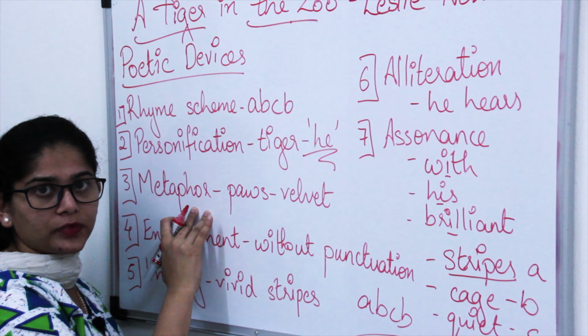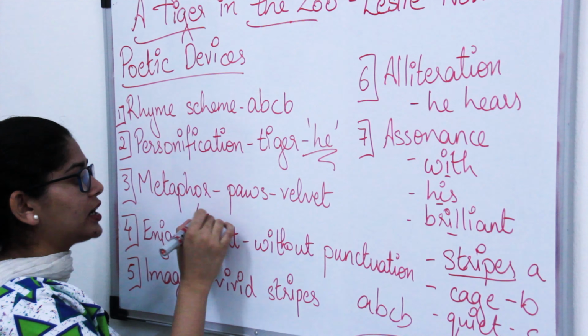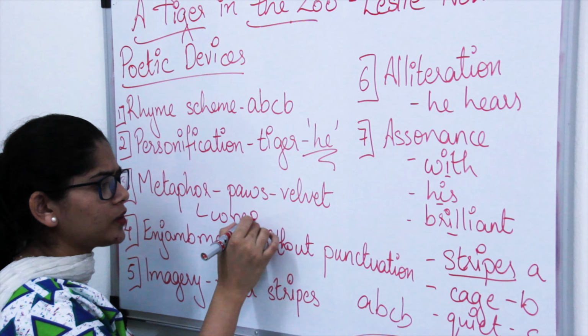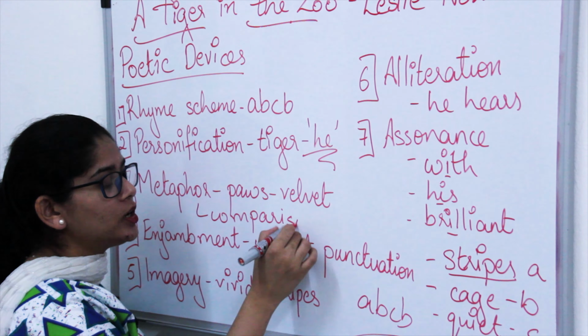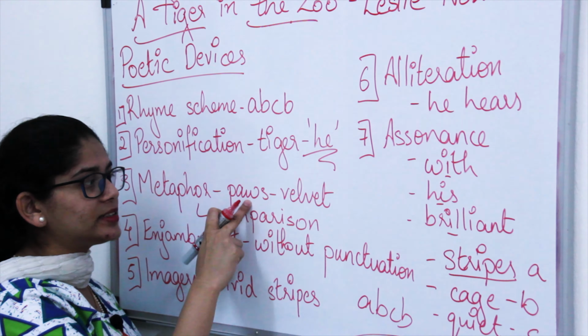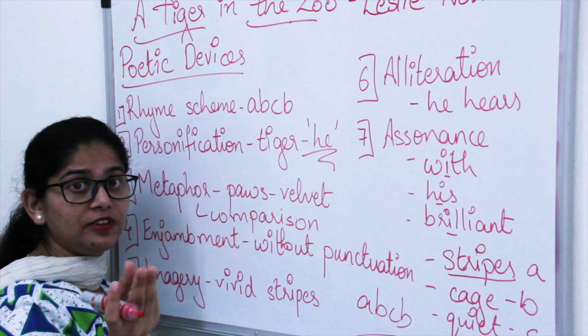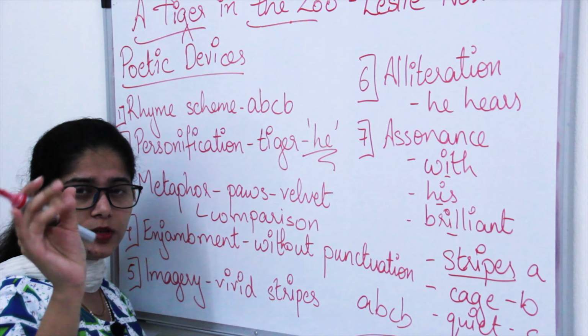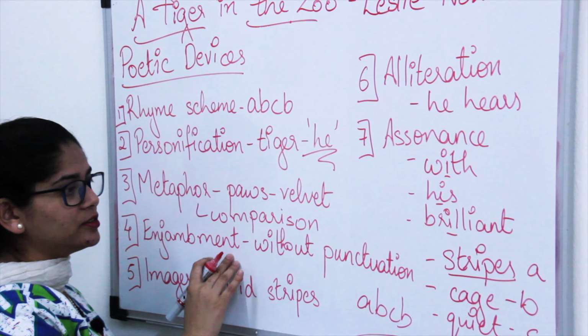Next one is metaphor. Okay, metaphor we spoke about, it's regarding the comparison of two things, which basically have no similarity. Over here, the tiger's paws have been compared to velvet material, you know, of the dress. It's very soft.